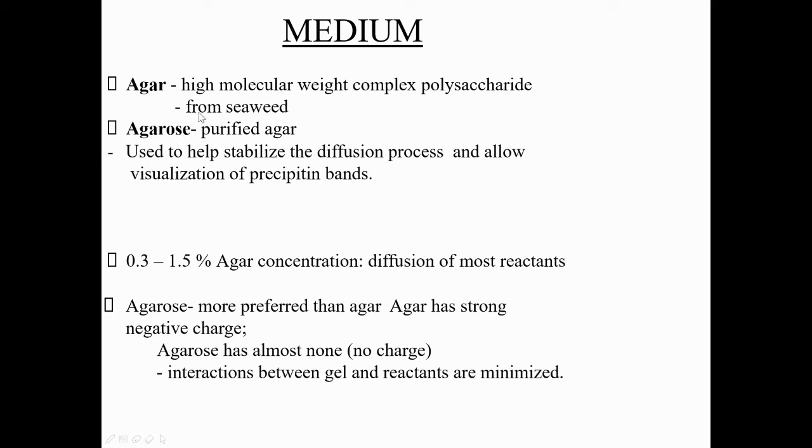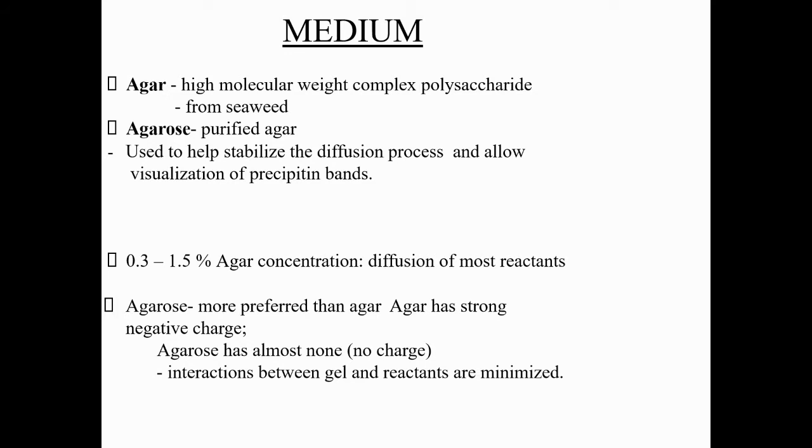So agarose is nothing but a sugar, extracted from agar. Agarose is nothing but purified agar. So what is the use of this agar? This agar is used to stabilize the diffusion process and allow the visualization of precipitant bands. Antigen and antibodies will go for a precipitation reaction, and if you are using this agarose gel, we can visualize the bands very nicely.